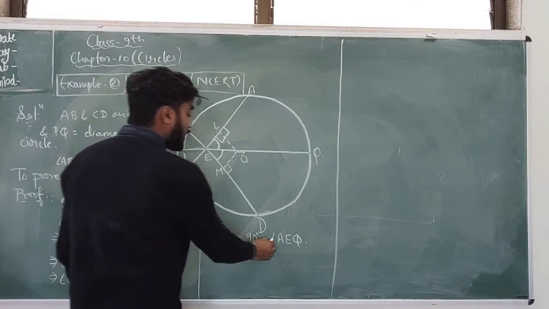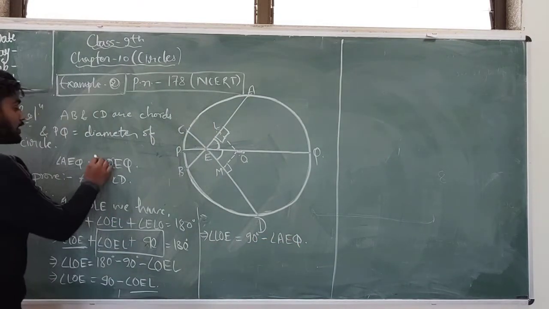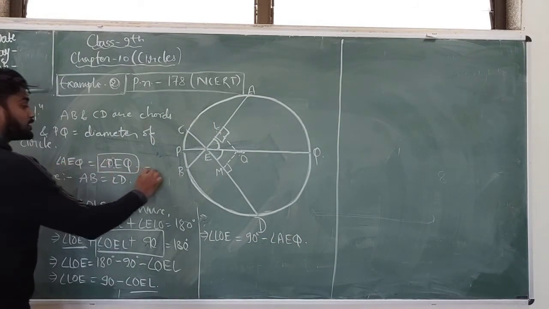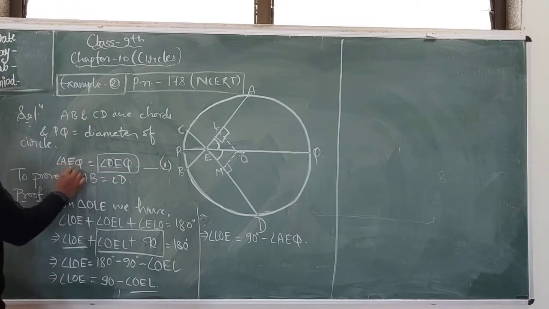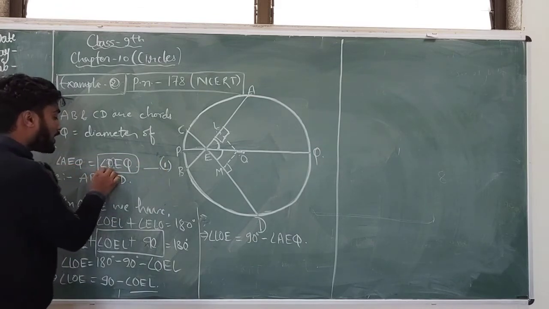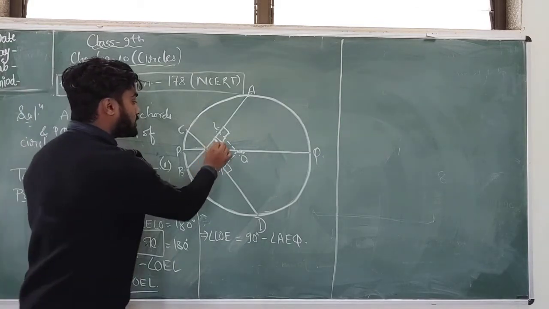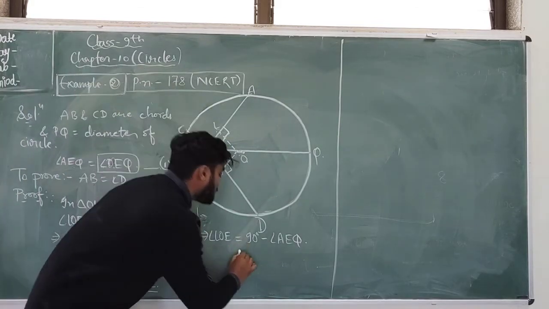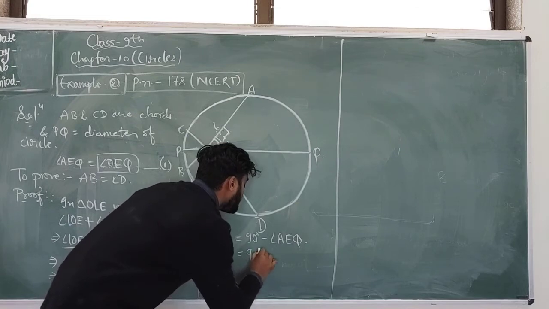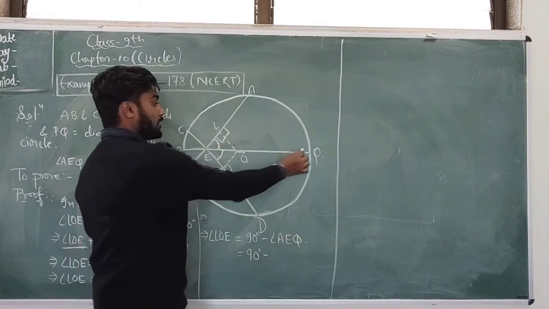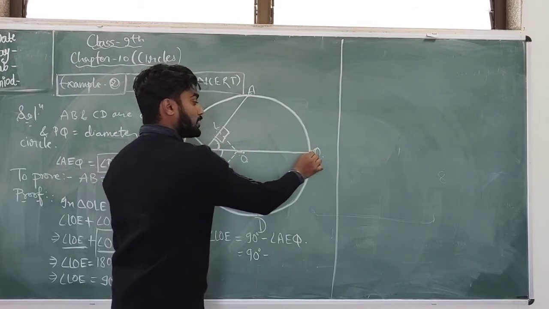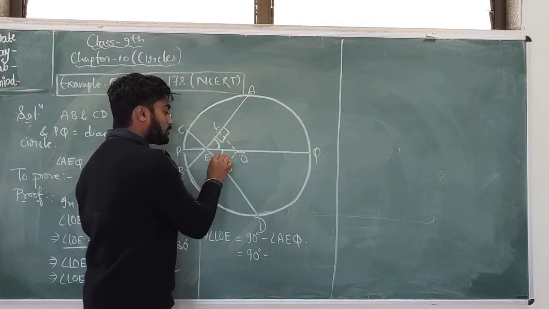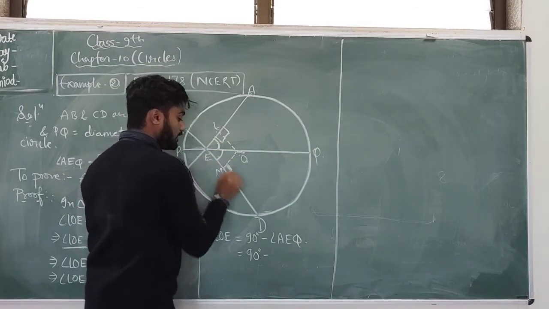Now in the place of angle AEQ we can write angle DEQ by the equation. Thus we have taken this equation as equation number 1. Angle AEQ, which is given, is equal to angle DEQ. These two angles are equal now. So in the place of 90 minus angle AEQ, where is AEQ? AEQ is here. So we can write these two equal to this, that means QED.